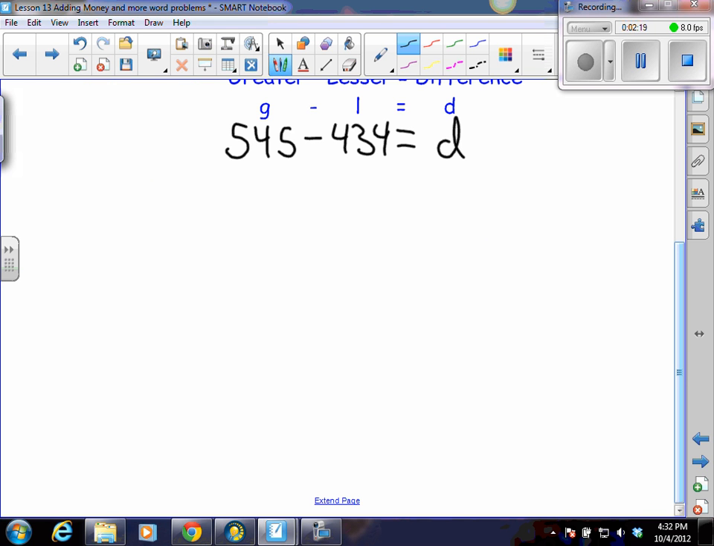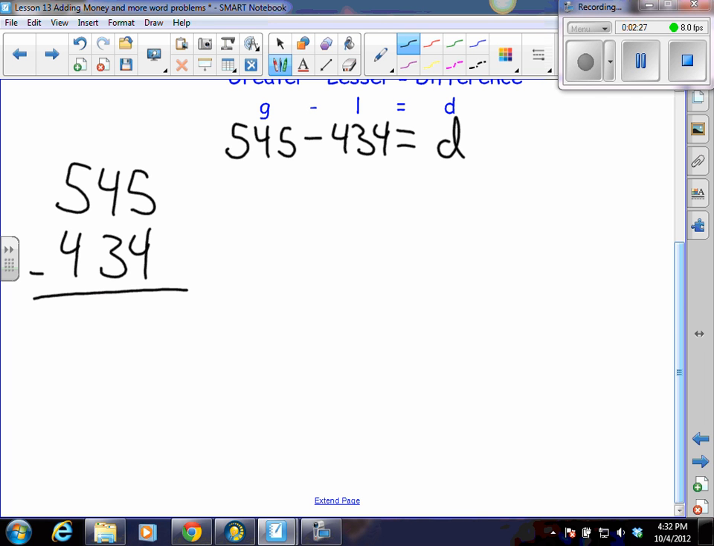Now, next step, of course, would be to solve, and since we don't have to really rearrange anything here, I'm going to set it up in the vertical just because it's easier to see our place values and do our subtraction. 5 minus 4 equals 1, 4 minus 3 equals 1, 5 minus 4 equals 1. All right, and so this equals D.